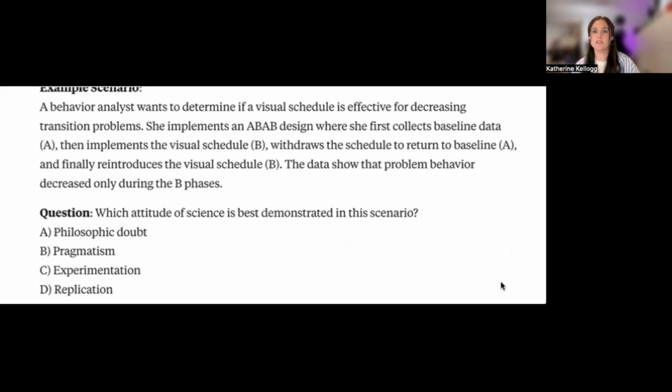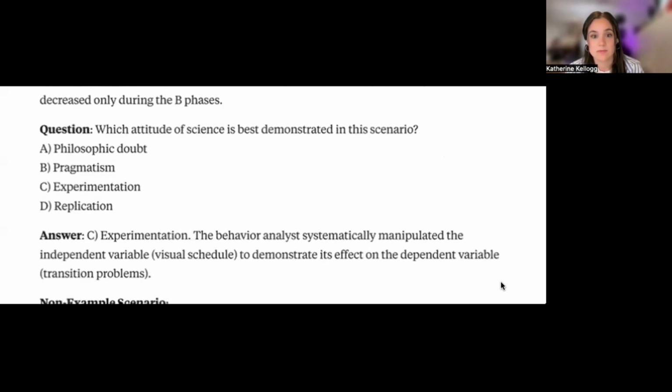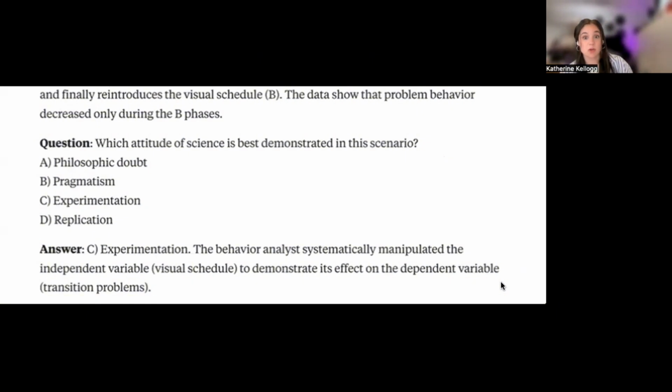Next up, a behavior analyst wants to determine if a visual schedule is effective for decreasing transition problems. She implements an ABAB design where she collects baseline data and implements the visual schedule, withdraws the schedule, and returns to baseline. The data show that problem behavior decreased only during the B phase. Which attitude of science is best demonstrated in this scenario? The answer is C, experimentation. The behavior analyst systematically manipulated the independent variable, visual schedule, and demonstrated its effectiveness on the dependent variable.